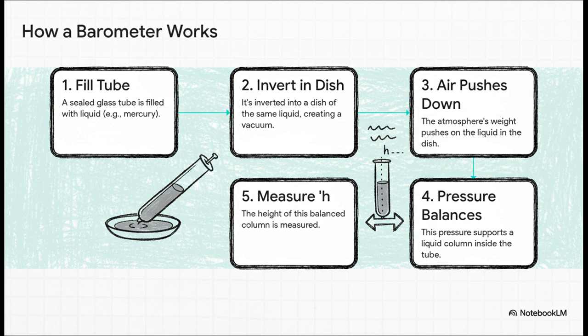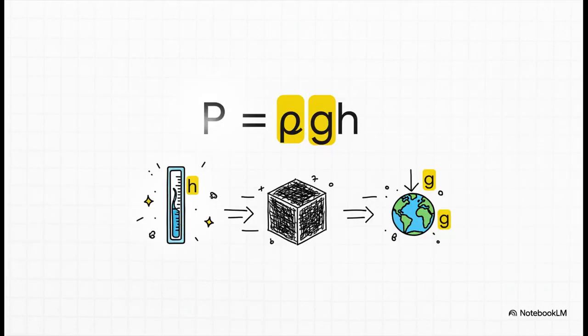Now gravity is trying to pull the mercury out of the tube, but at the same time, the weight of the entire atmosphere is pushing down on the mercury in the dish, which forces it up into the tube. It's like a tug-of-war until everything reaches a perfect balance. And that height, the height of the mercury column once it's balanced, that is the magic number. We couldn't measure the height of the atmosphere, but we can easily take a ruler and measure this column of mercury. That gives us our h, and since we already know the density of mercury, that's our rho, and we know the force of gravity, that's g, we just plug those numbers into our simple formula, P equals rho g h, and boom, you've just calculated the weight of the sky.